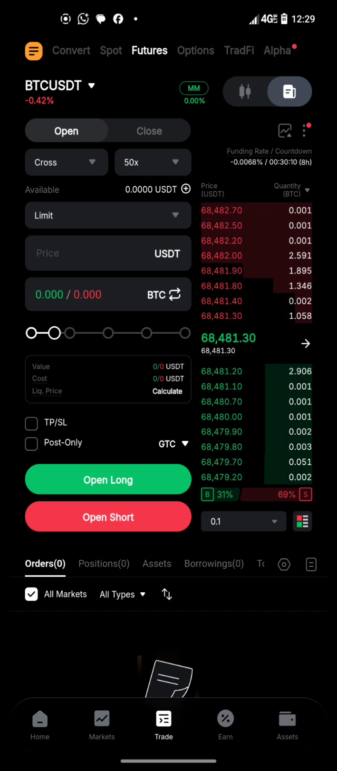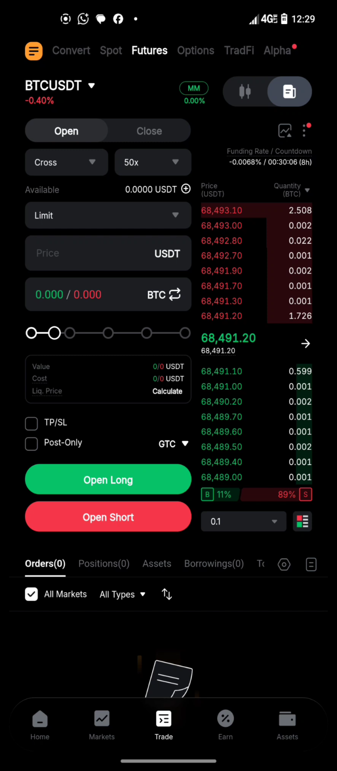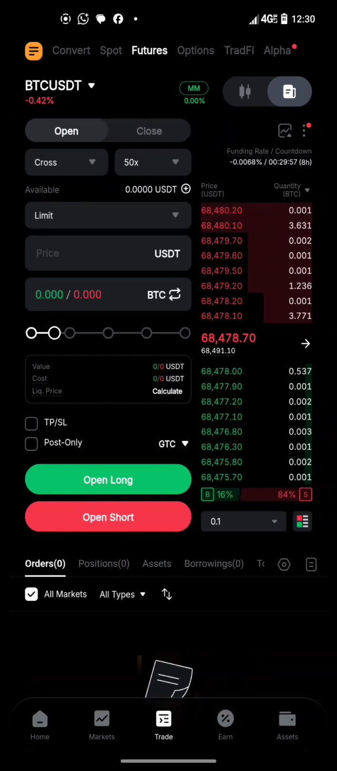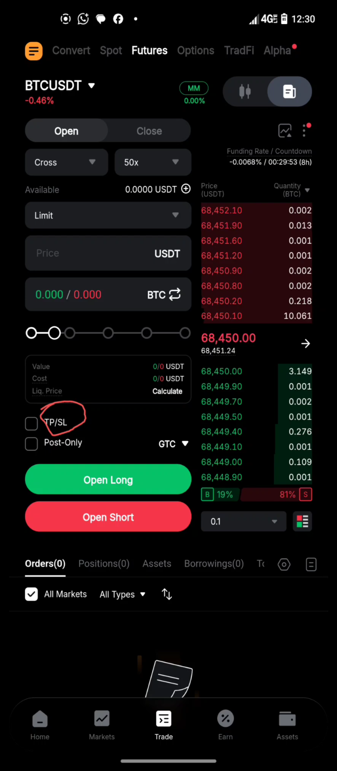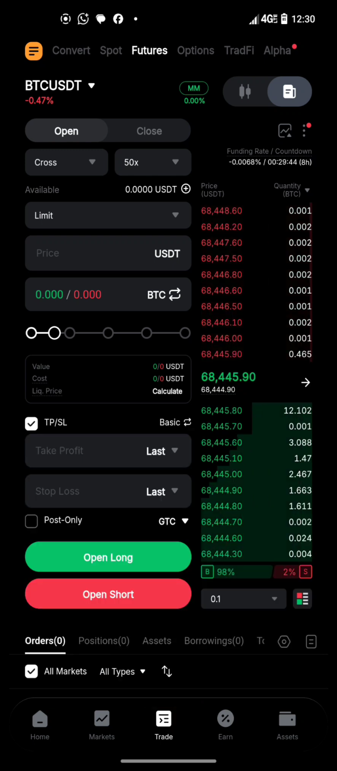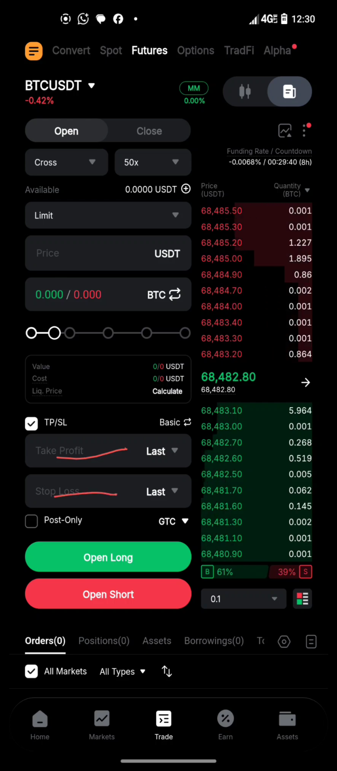Then the next thing for you is to set your stop loss. You have to click on this. You can see we have SL here, TP and SL. TP is take profit and SL is stop loss. So I have to tick this. Can you see? Then when I tick this, I set my take profit and set my stop loss.